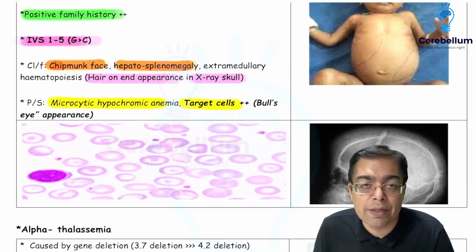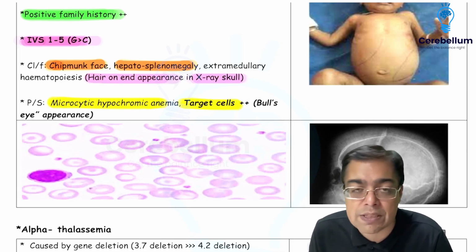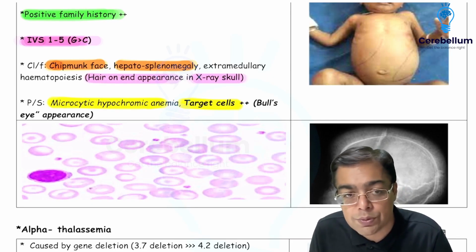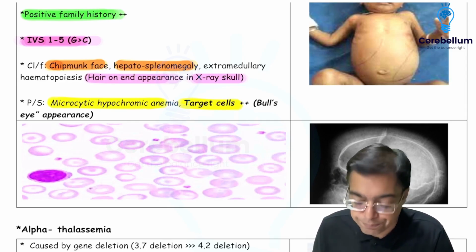So whenever you have a patient who has severe anemia, hepatosplenomegaly, chipmunk-like facies, hair on end appearance, target cells, anisocytosis, poikilocytosis, and of course, if it is thal major, a regular history of blood transfusion, you would obviously be making a diagnosis of this condition fairly easily.